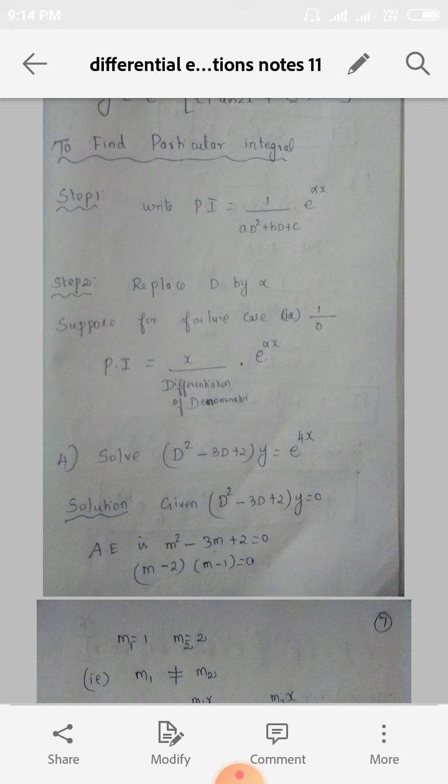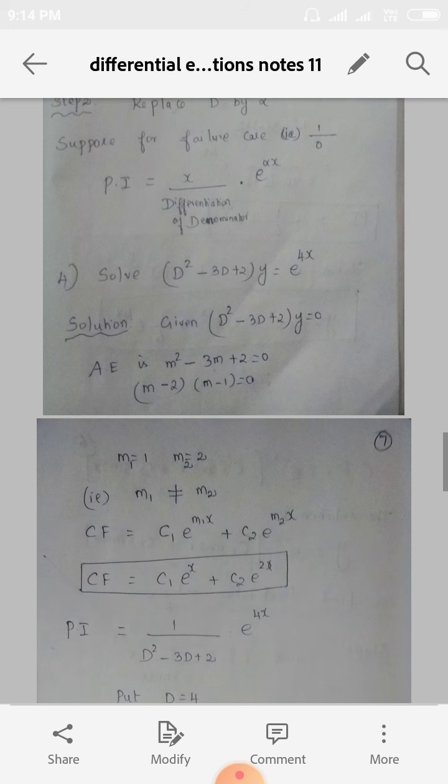Suppose in the failure case, that is in the form of 1 by 0, we have to find the particular integral by multiplying the numerator by x and differentiating the denominator. This is the procedure: multiply the numerator with x and differentiate the denominator, into e power alpha x. This is how to find the particular integral.